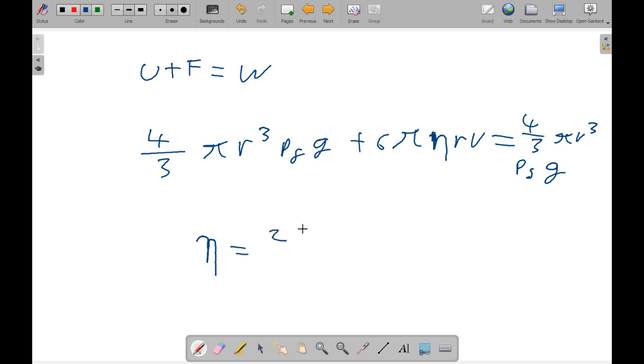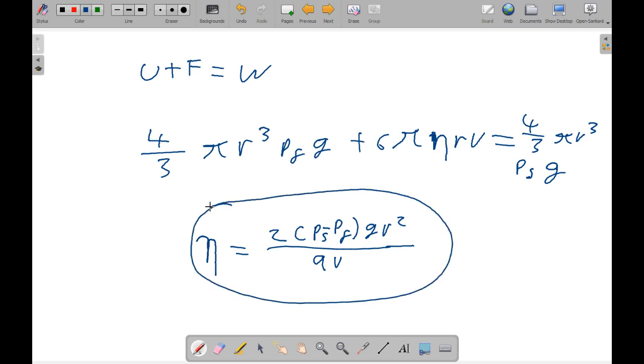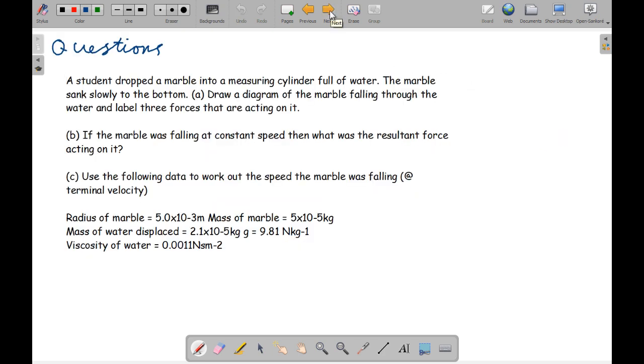And this could also be expressed like this: g r squared all over 9 times the velocity. So that is how to do it. You find the viscosity. Well, you're never usually told to do this. You usually only have to use Stokes' law, but in case it ever comes up, I have derived it for you. So here's a question.